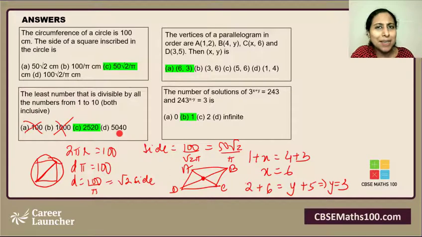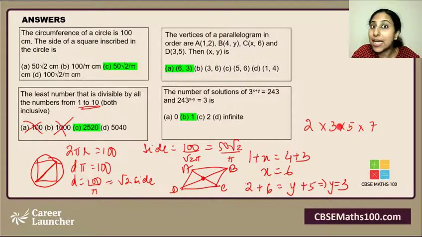Remember what the LCM means? LCM is the product of highest powers of all the prime factors. So let's check which are the prime numbers from 1 to 10. The prime numbers are 2, 3, 5, and 7. And in these prime numbers, let's see what's the highest power that appears. The highest power of 2 which comes in a number between 1 to 10 is 3, which is 2 cube equal to 8.